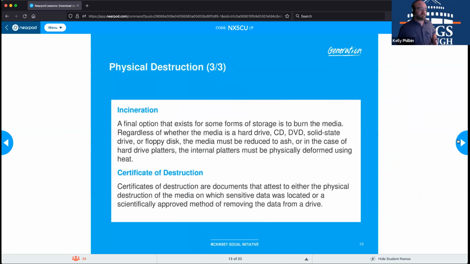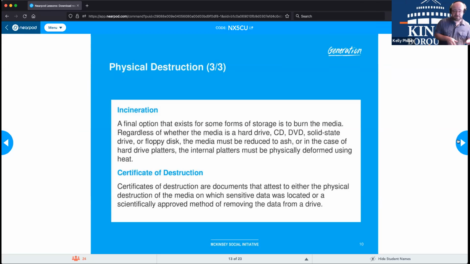This does not mean a fire in your backyard, because in many cases, if you do something like that, there are elements left behind that can be reconstructed. So you need to make sure you're actually utilizing an incinerator, something that is meant for this, that will get up to the proper temperature to actually destroy all the data that you need.